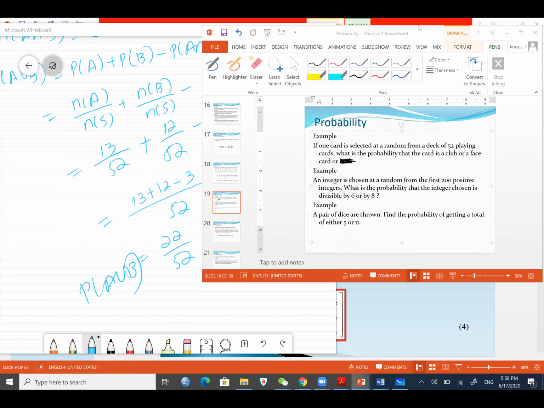Question number 2, I have solved it in a different way. Here he is asking, an integer is chosen at random from the first 200 positive integers. What is the probability that the integer chosen is divisible by 6 or 8? You will do it on your own, because I did one for 4 and 8. I have solved one example exactly like this, and you will solve one with 6 or 8. Is that clear?